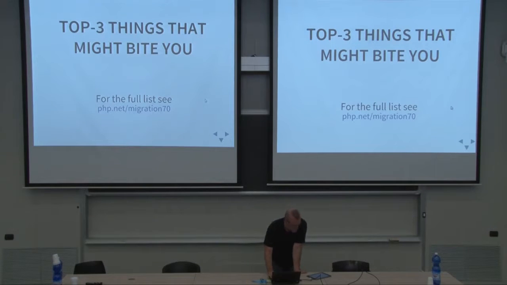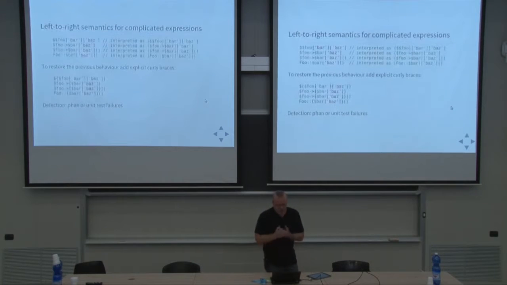So, as you are upgrading to PHP 7 in the next 3 weeks, right? I think the top 3 things that are going to hit you, this left-to-right semantics thing we talked about, is probably the trickiest one. The static analyzer that I wrote called Phan, that you can grab off of GitHub, can detect these, or at least try to detect them. Or maybe you have unit tests, and unit tests will catch this. But this is the trickiest one to catch.